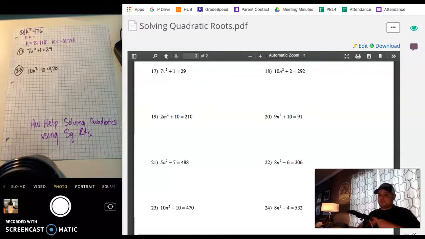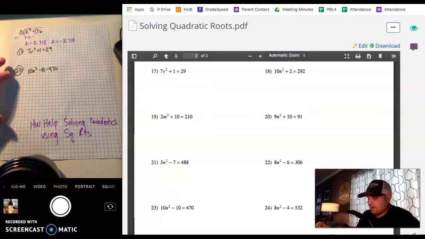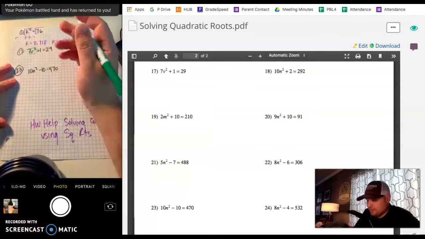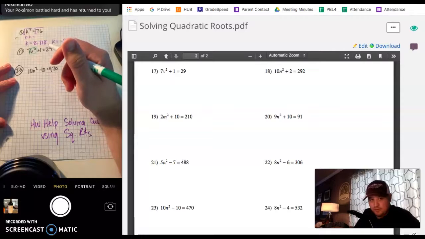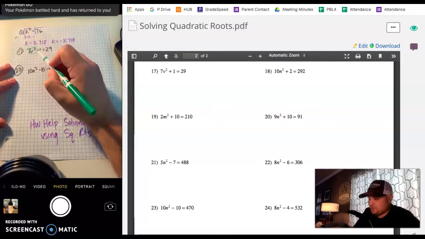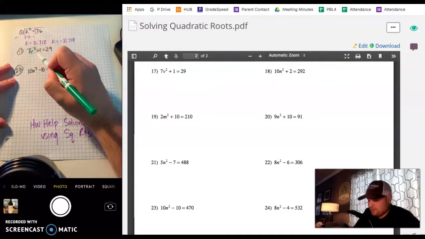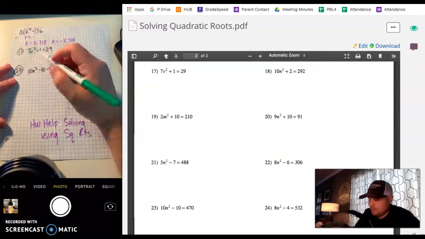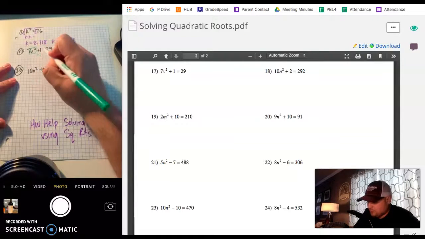So the second problem says 7v squared plus 1 is equal to 29. So we want to get this v squared by itself so that we can take the square root of that v squared and get v, right? Now there's two things that are keeping us from doing that. One of them is this positive 1, and the other thing is this 7, all right? So to get rid of the positive 1, I'm going to subtract 1.